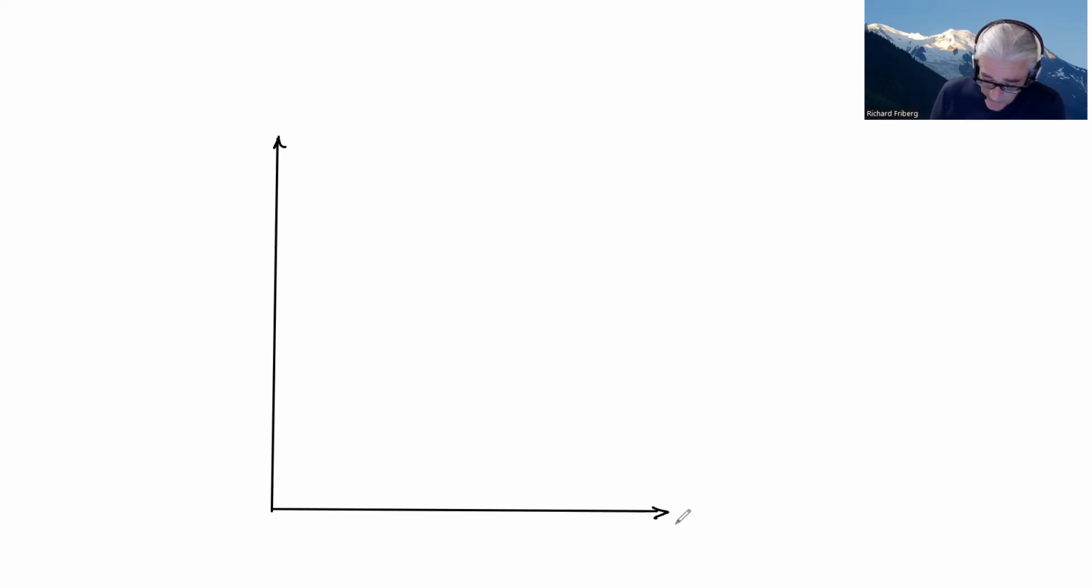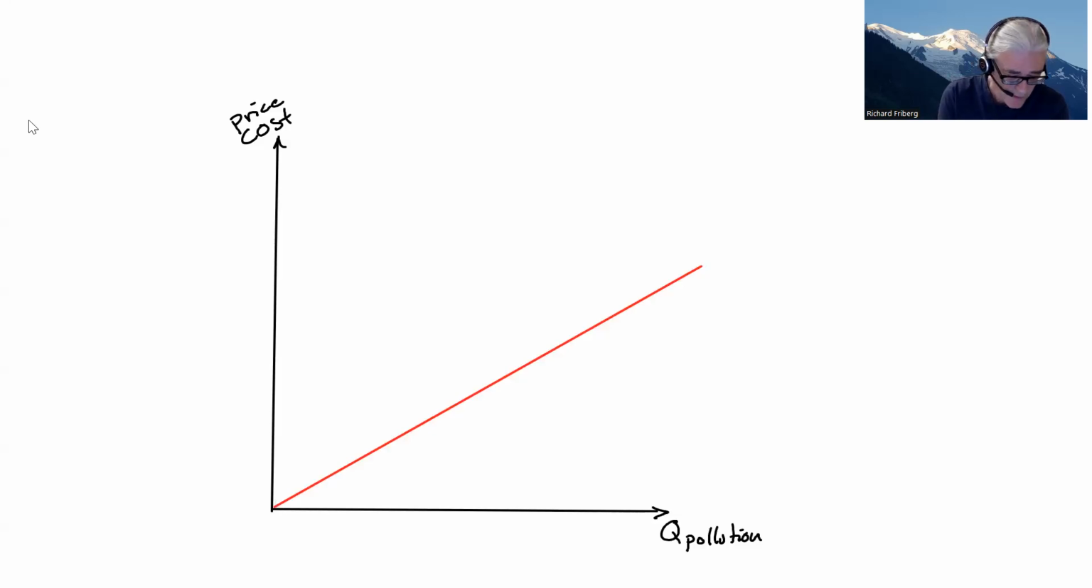Well, let's look at the following type of diagram where we have a quantity here, not of the good now, but of pollution per se. And we have money here, the costs or the price, on the vertical axis. So we want to look at the total cost to society of pollution, or alternatively of limiting pollution. So we could think of the marginal external costs that we had before. Say that there's something like this: marginal external cost of pollution.